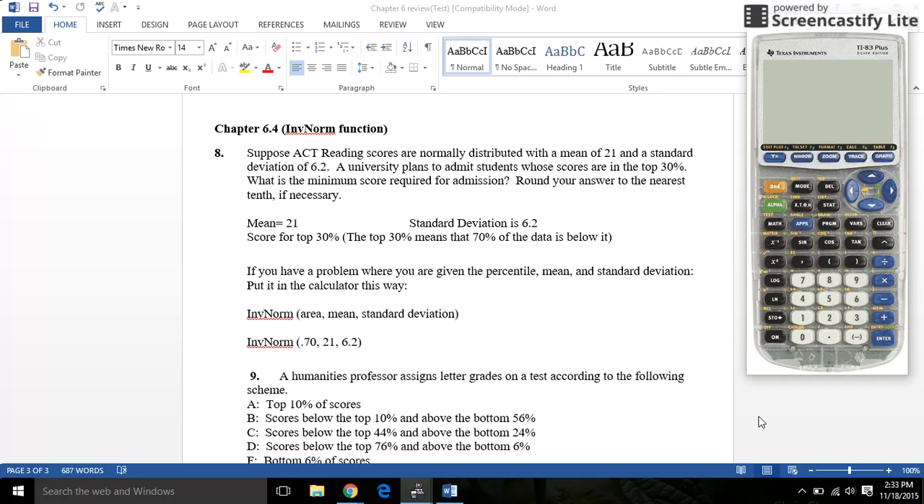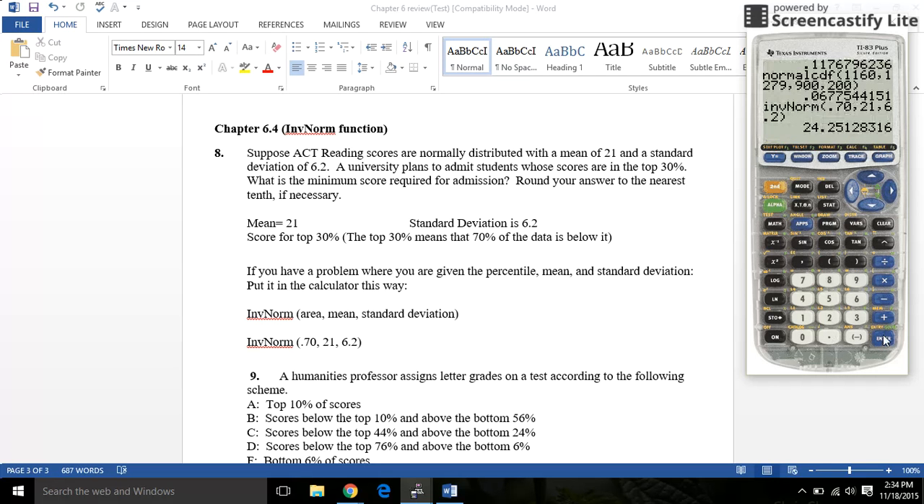So another way to say the top 30% is that you are above 70%. So a way to do that is to think, okay, if I have the area of 70% of the people below me, then I can find that value right there. So what you're going to do is go to second distribution and go down to 3, and you're going to put in 0.70. Remember, any area under the curve is a decimal that is less than 1. So don't put 70 in. You're going to get a really weird answer. Then you're going to put your mean of 21, comma, and then your standard deviation of 6.2.